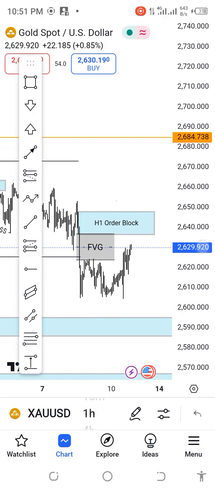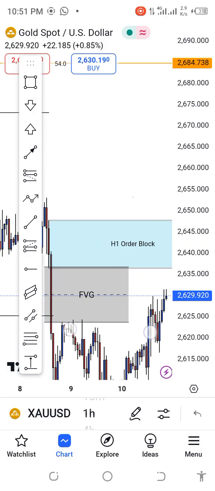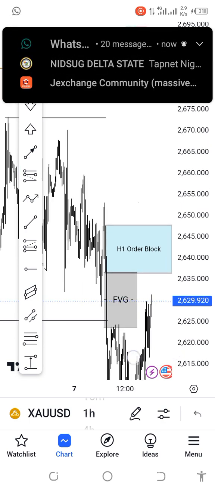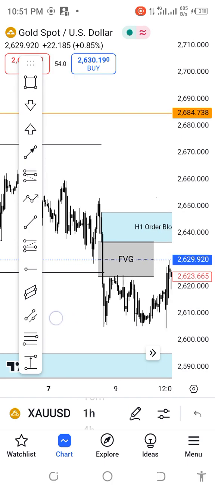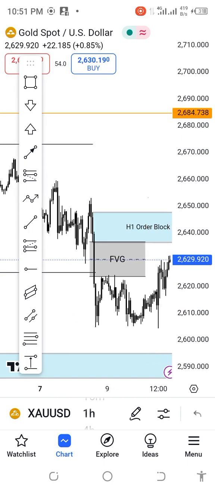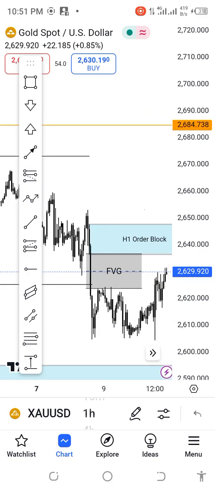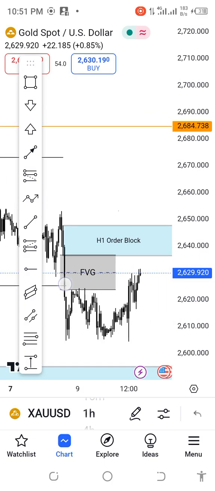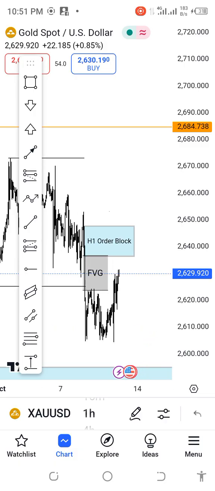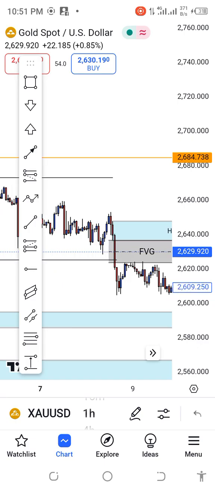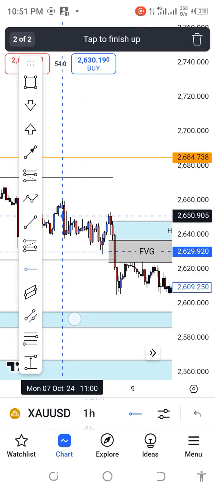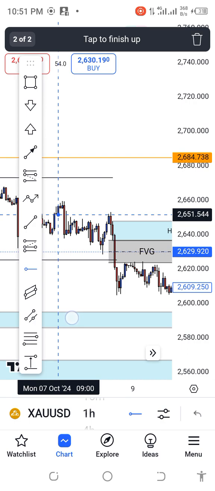Once I went to the 1 hour time frame, I check for liquidity zones. I saw one here and I can see my fair value gap, and I marked my order block here, my H1 order block. This was the order block that was valid, so that's the one I took. As you can see, price came to this order block here and retested it. So this one is already mitigated, so I could not use it.